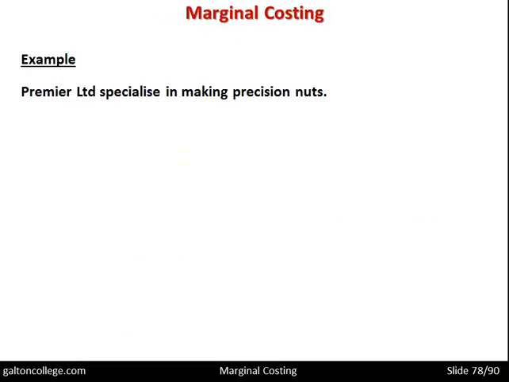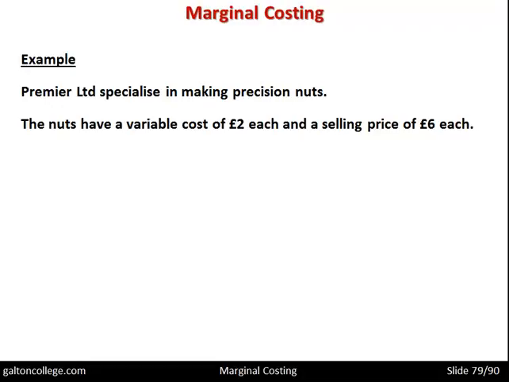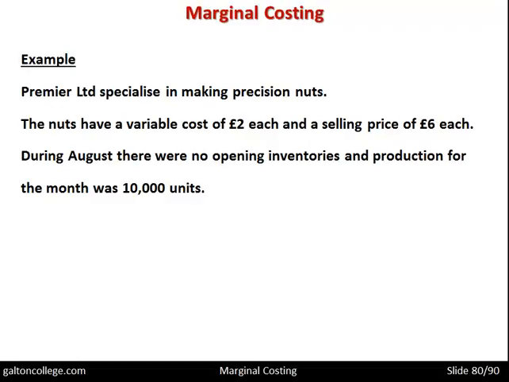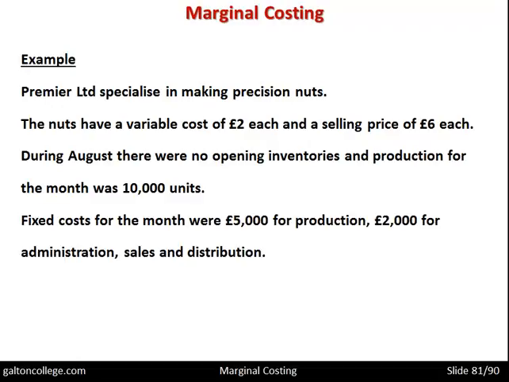Take an example. Let's say we have a company here called Premier Limited who specializes in making precision nuts, perhaps nuts out of particular material, let's say out of titanium, or particular types of nuts. The nuts have a variable cost of, let's say, £2 each and a selling price of £6 each. Now during August there were no opening inventories and production for the month was, let's say, 10,000 units. Fixed costs for the month were, let's say, £5,000 for production, £2,000 for administration, sales and distribution. So a very simple example here.